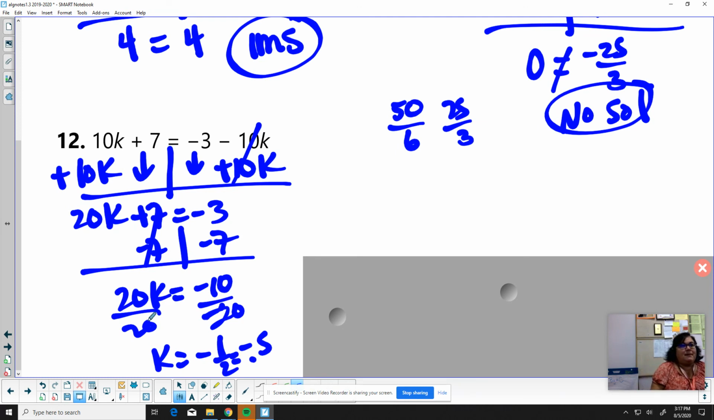Excuse me. And that's your answer. The answer is negative 1/2. This has an answer. See how the x's did not cross out? Or in this case, it's the k's. But they didn't cross out. So since they didn't cross out, it's just a normal answer. It has a number you can put in.